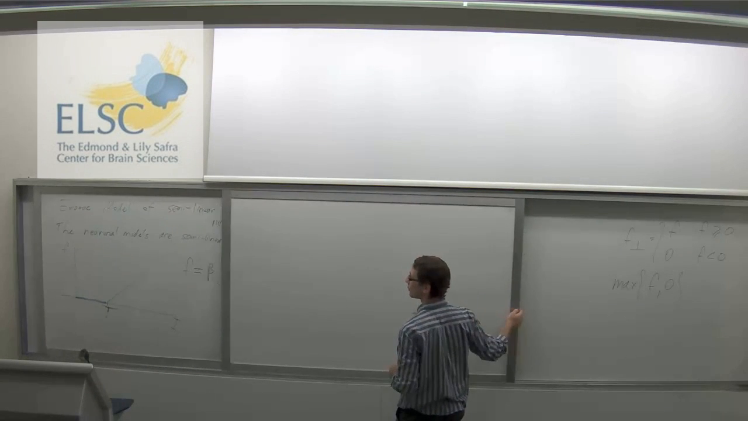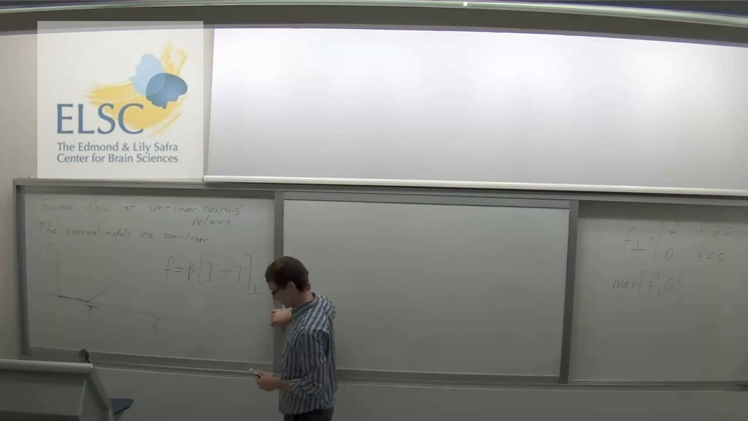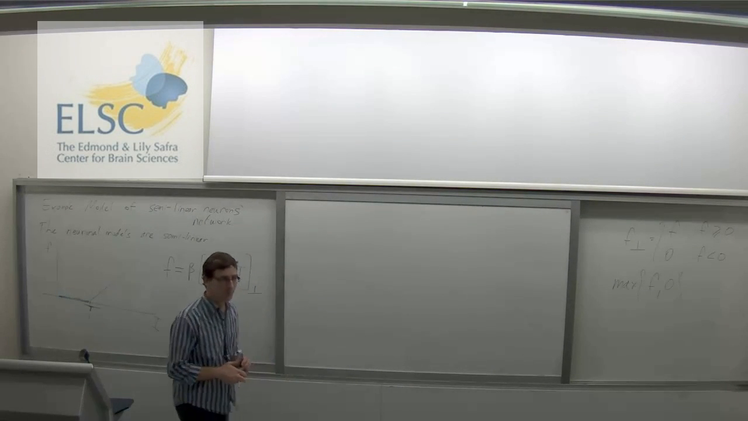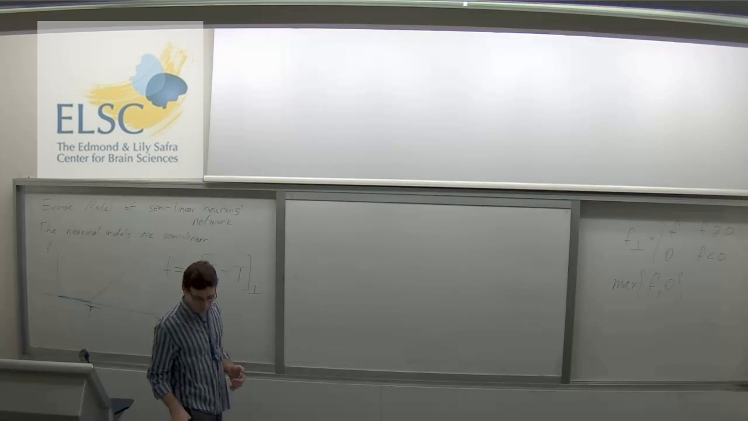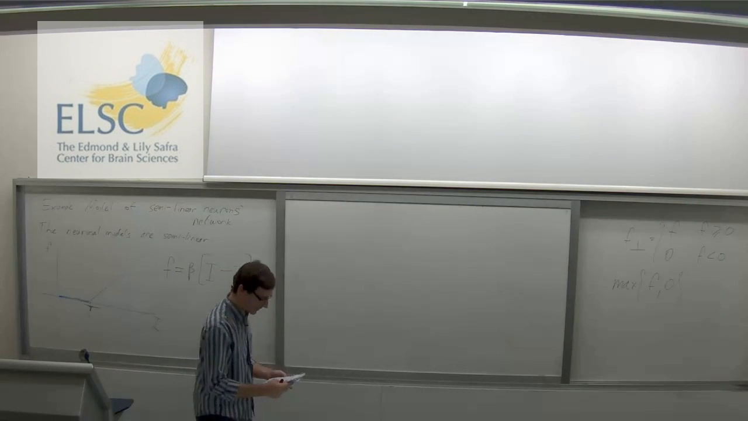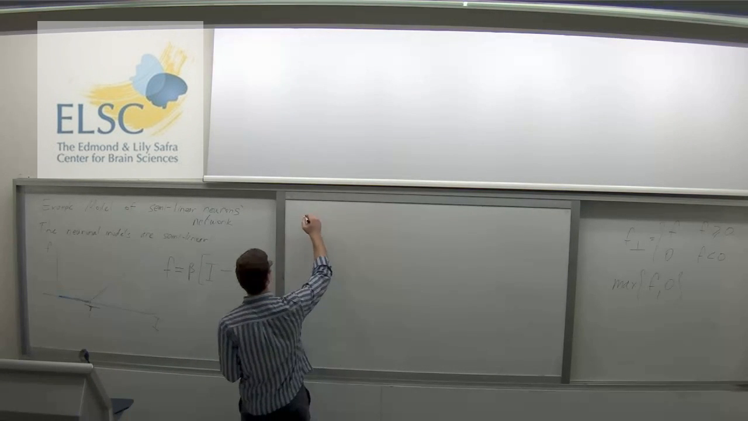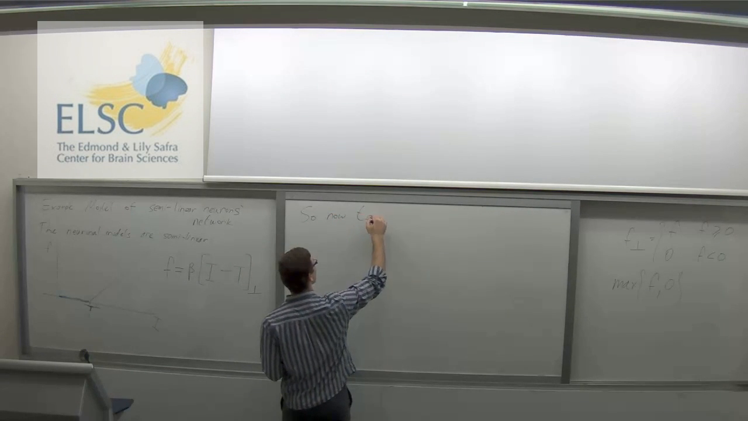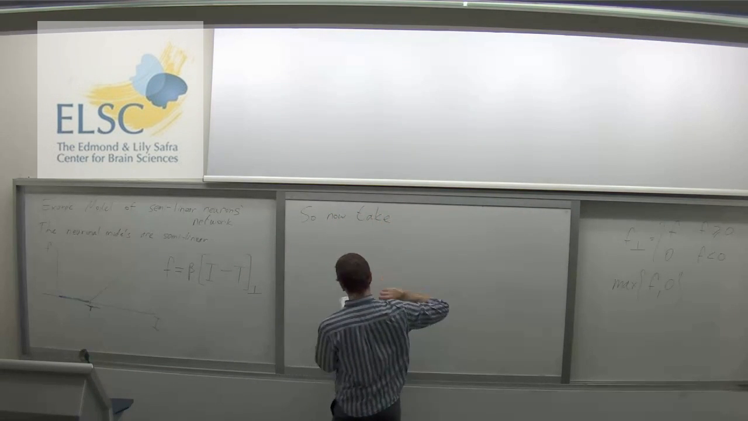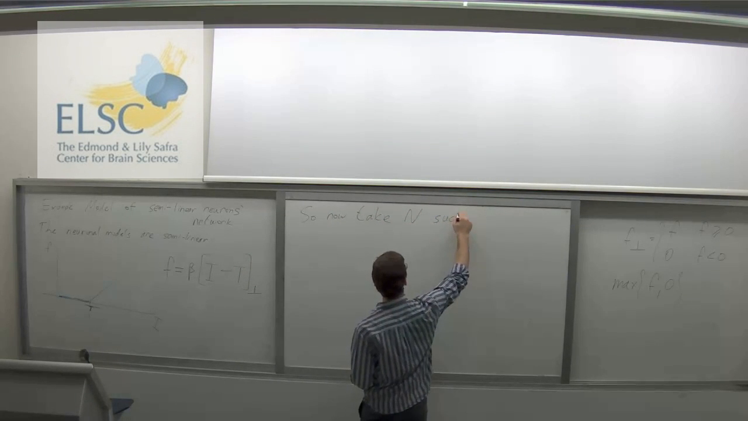So, I told you about the neurons. Now I want to build a network. What do I have to tell you? I have to tell you the connectivity. First of all, I have to tell you that there are many neurons. So now take N such neurons.